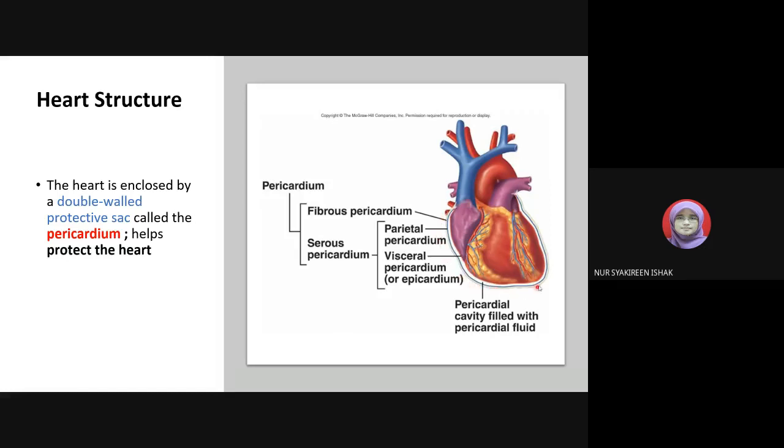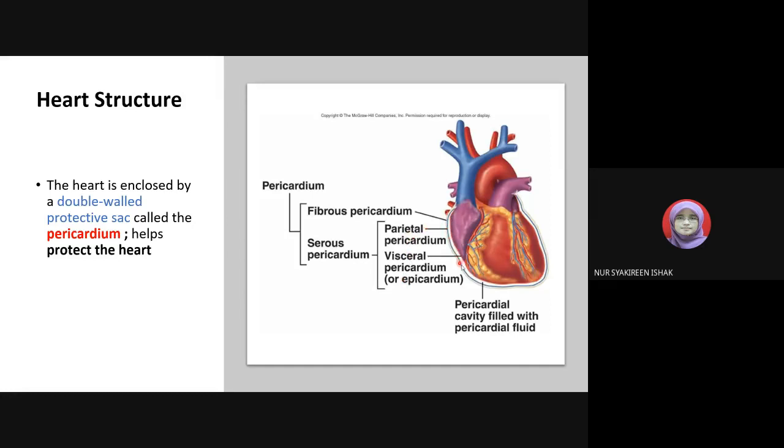The function of the fibrous pericardium: one of its benefits is that it controls how much the heart can expand. So this is to protect the heart from overfilling with blood. And the serous pericardium is divided into two layers, which are the parietal pericardium.